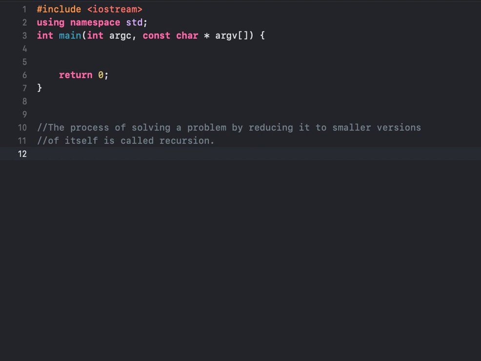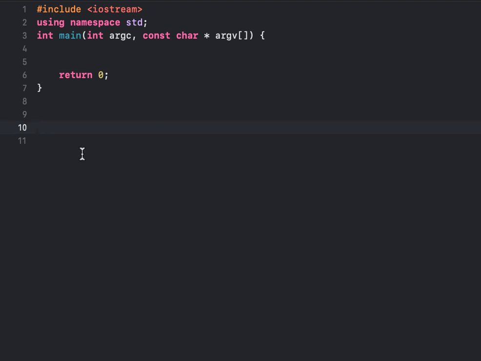The process of solving a problem by reducing it to smaller versions of itself is called recursion. Recursion is a very powerful way to solve certain problems for which the solution would otherwise be very complicated. Let us consider a problem that is familiar to almost everyone, and that's the mathematical calculation of factorial.